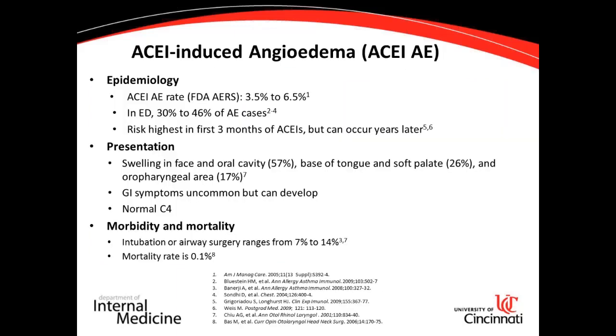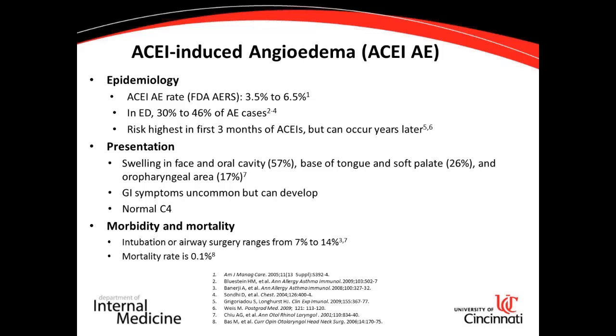The epidemiology of ACE-induced angioedema is anywhere from 3.5 to 6.5%. In the emergency department, it's estimated that up to 30 to 46% of all angioedema cases are due to ACE-induced angioedema. The risk is highest in the first 3 months, but can occur even years later while taking these medications. Typically, it affects the face and oral cavity in 57% of the cases, the base of tongue and soft palate 26%, and oropharynx 17%.